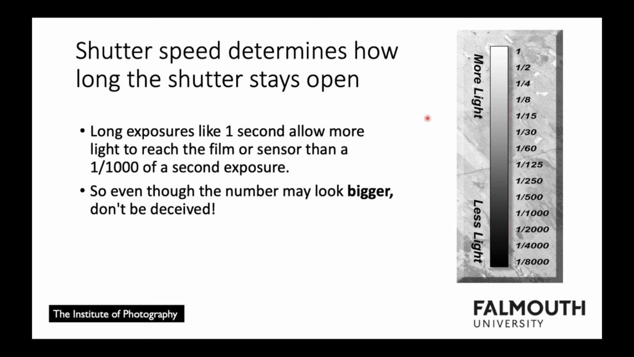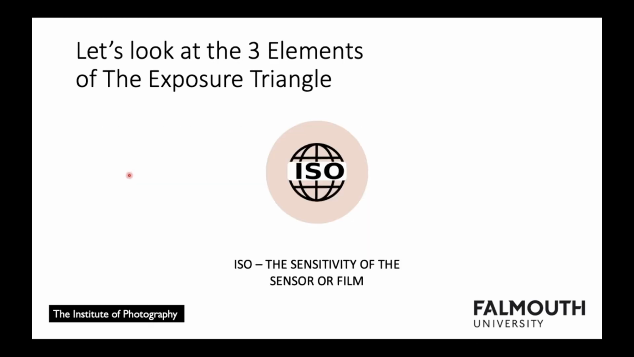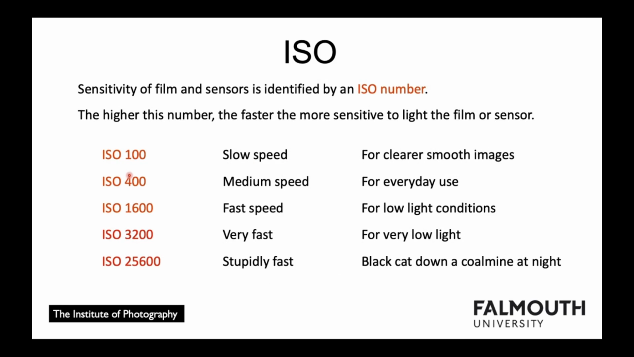Now this one's in here only to show you the beautiful graphic I've made, because I'm sure you'll understand that having a long exposure like a second allows more light to reach the film or sensor than 1,000th of a second. So just because this number's bigger, don't be deceived thinking it's going to let in more light. It's not. And the third and final element of the exposure triangle is ISO, the sensitivity of your sensor or film.